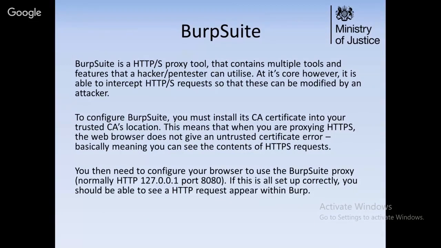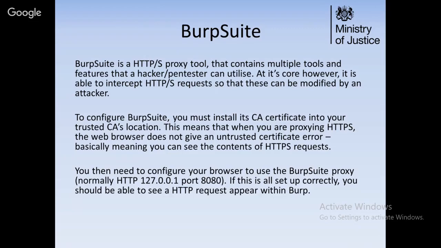To configure Burp Suite, you must first install its CA certificate into your trusted CA location. This means when you're trying to proxy HTTPS, the web browser doesn't give an untrusted cert error, meaning that you can see the contents of the HTTPS requests. And then you will need to configure your browser to use the Burp Suite proxy on HTTP 127.0.0.1 port 8080. If this is set up correctly, you should be able to see an HTTP request appear in Burp. So we're going to do that now just to make sure everyone's got it set up properly.